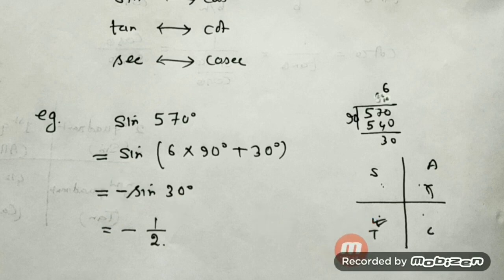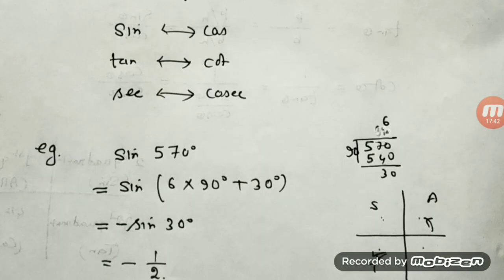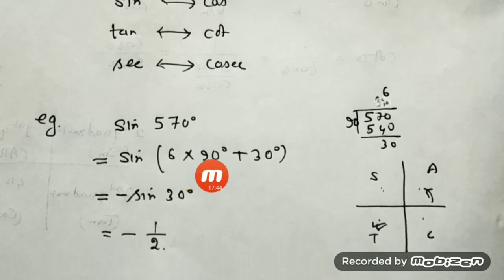After that, you apply the even or odd multiple of 90 rule. See here, it is 6 into 90, that is an even multiple of 90 degree. If it is an even multiple of 90 degree, the trigonometric ratio remains as it is. So sine remains sine and the angle is theta, that is 30 degree, converted to standard form. And what is the value of sine 30 degree? That is known to you, it is minus half. Try to remember the table of standard values.